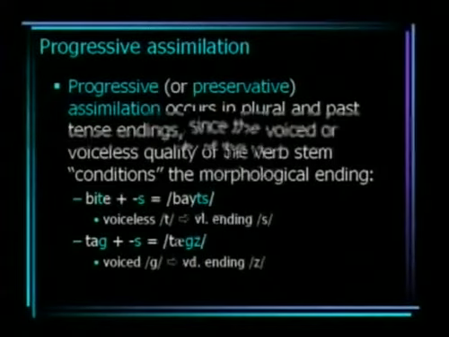Another example, if we have a voiced sound, as in tag, the s ending is pronounced differently. It's pronounced voiced z instead, so tags. And this is an example, again, of what we call progressive assimilation. One sound conditioning the pronunciation of the second sound. The first sound conditions the second sound.